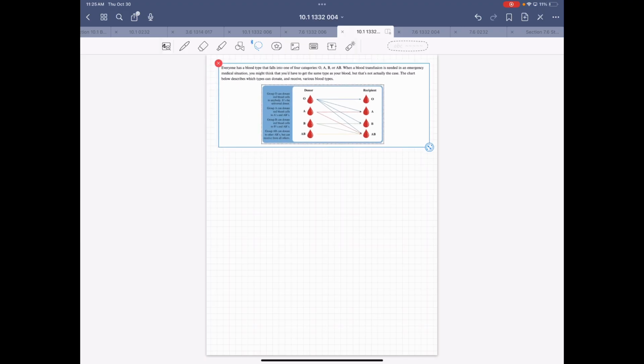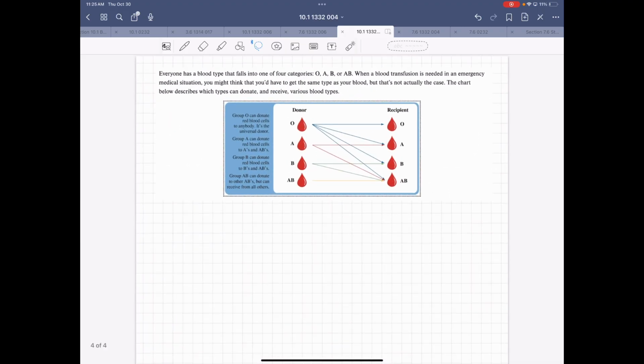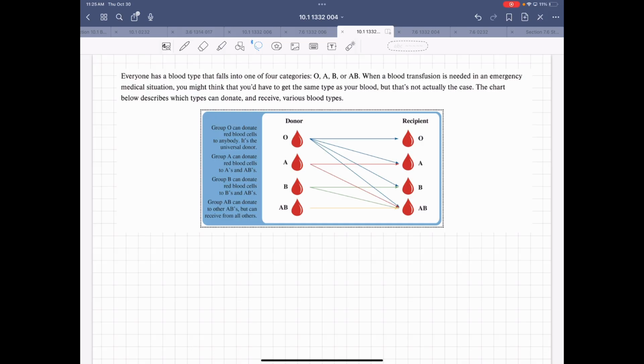All right, guys, this is example 4. Let me write that at the top. Sorry about that. Everyone has a blood type that falls into one of 4 categories: O, A, B, or AB. When a blood transfusion is needed in an emergency medical situation, you might think that you'd have to get the same type as your blood, but that's not actually the case. The chart below describes which types can donate and receive various types of blood.